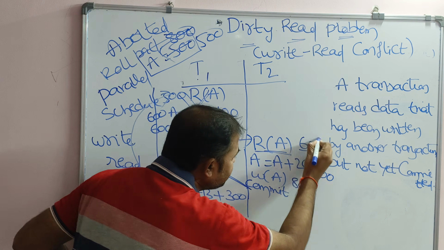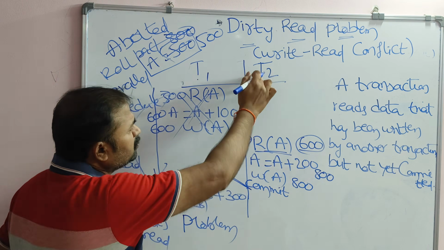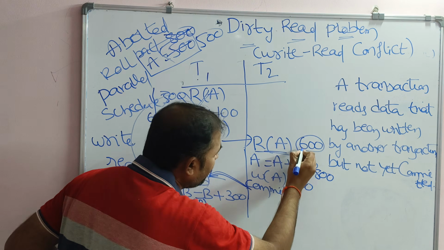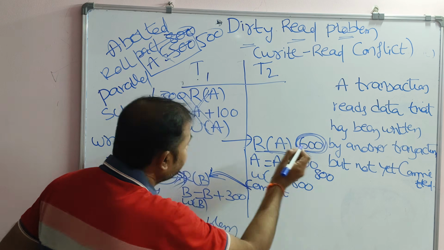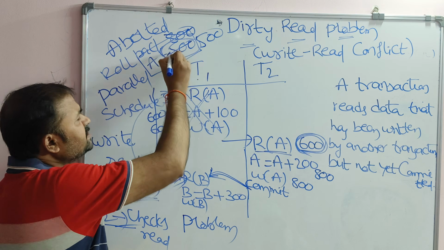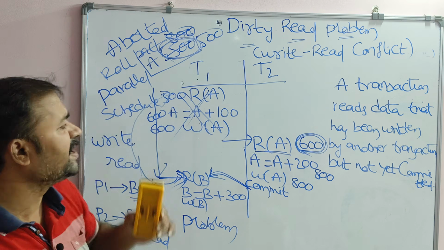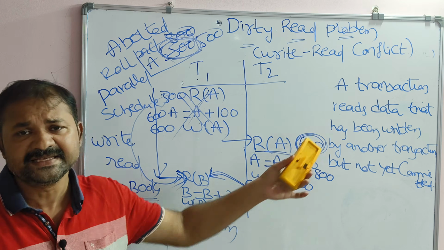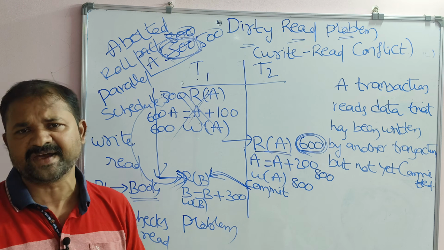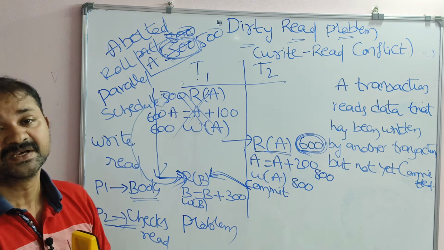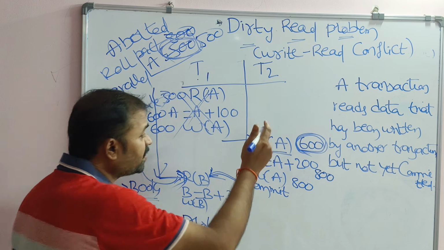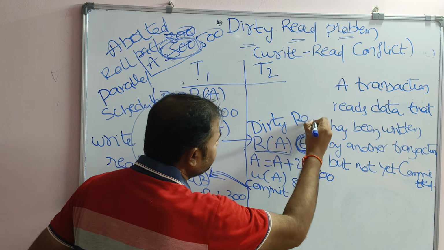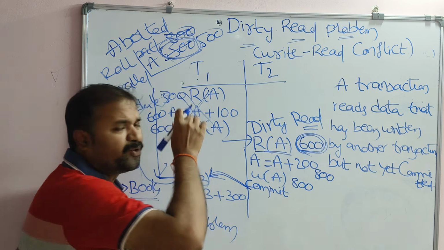The A value is 600. Here in the T2 transaction, we read the data A. The A value is 600. But initially what is the A value? The A value is 500 only. But T2 reads the A value as 600. Is it the correct value? No, it's not the correct value. The correct value of A is 500. So we can call this a dirty read. Dirty read means we are reading the wrong value of A.